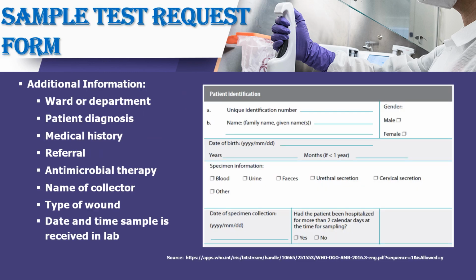So this is an example of how the sample test request looks. The sample test request form should include details such as the ward, OT or department of the clinical area, the patient diagnosis, the medical history, the referrals from the doctor, the antimicrobial therapy initiated, the name of the collector, the type of wound, and the date and time of the sample collection.